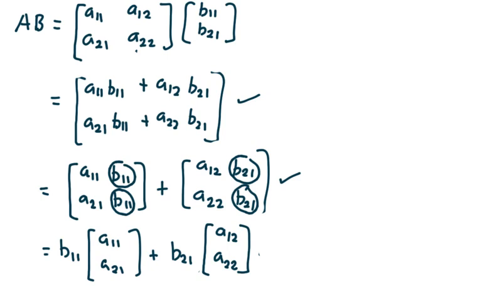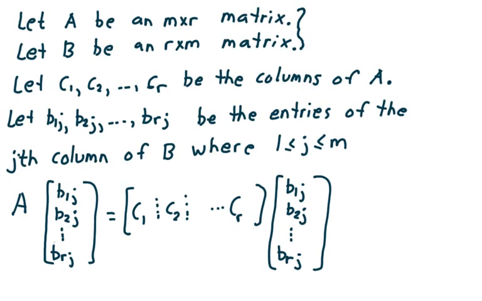Now, look at what we did. We took the first entry of the column vector of B, and then multiplied it by the first column of A expressed as a column vector. And then took the second entry, B21, and multiplied it by the second column of A expressed as a column vector. That's basically what we did down here. Let's see if we could generalize that.